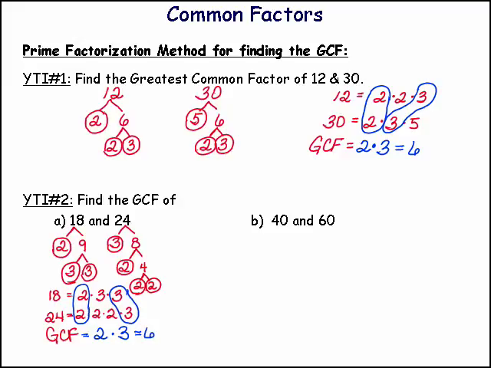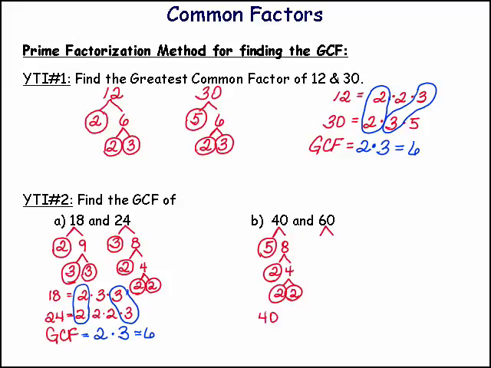Okay, but let's do another one. Let's do 40 and 60. Find the GCF of 40 and 60. So let's do the prime factorization of each. For 40, we could definitely say 5 times 8, where 5 is a prime number. 8 is 2 times 4, and 4 is 2 times 2. So there's our prime factorization.